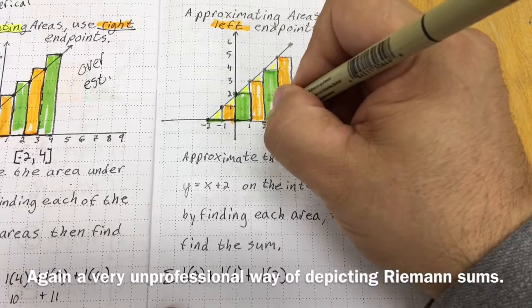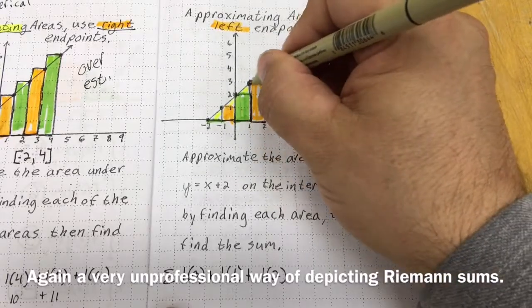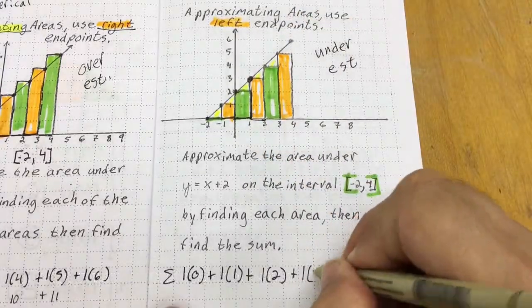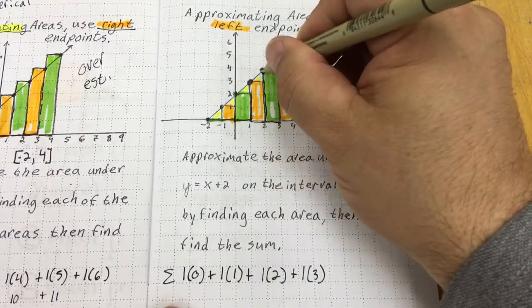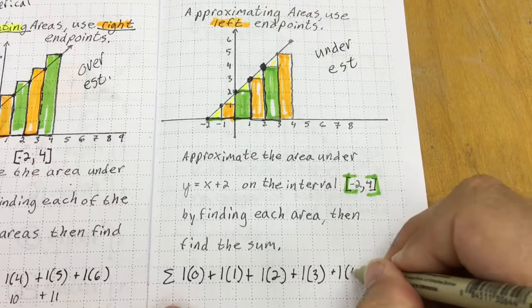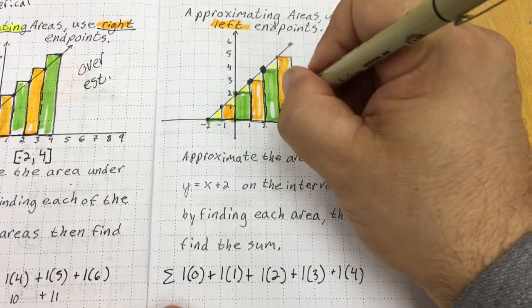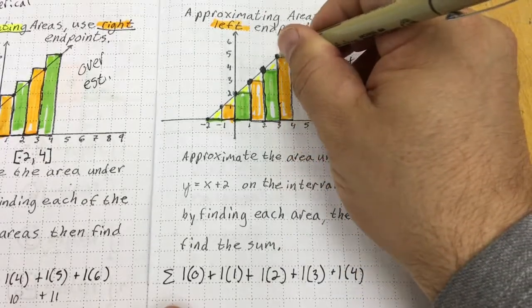So the next one is going to be a base of 1 and a height of 1, 2, 3, left endpoint. 1 times 3. Next one, base of 1 and a height of 1, 2, 3, 4, left endpoint. The last one, a base of 1 and a height of 1, 2, 3, 4, 5, again, only the left endpoint.